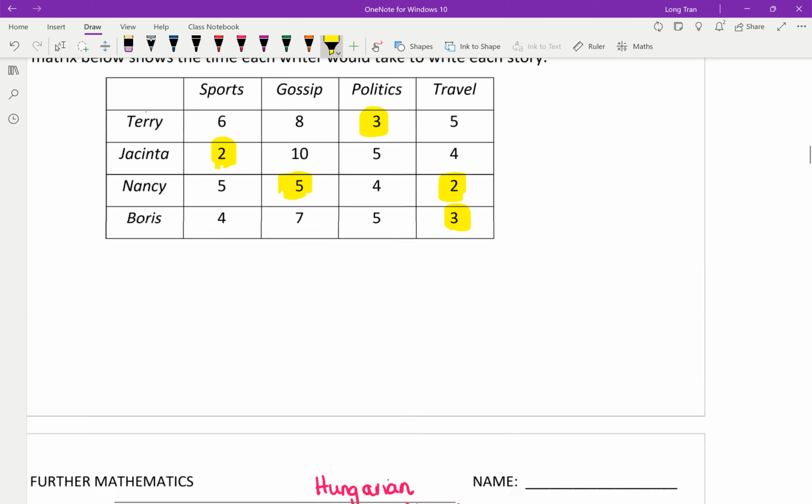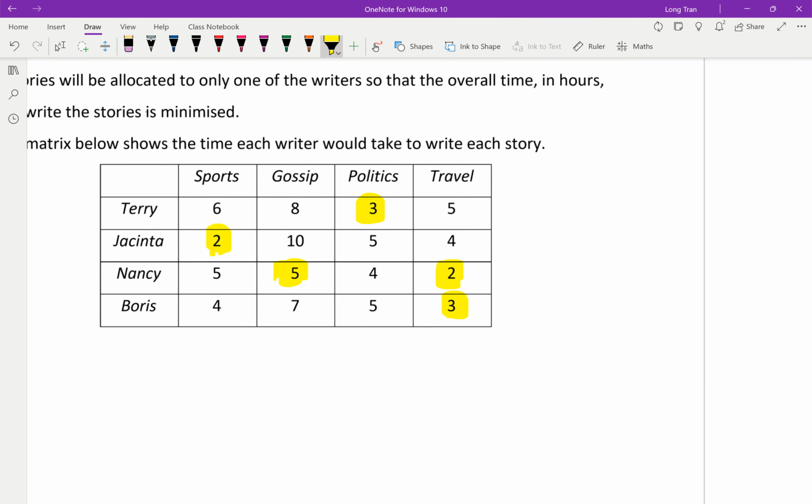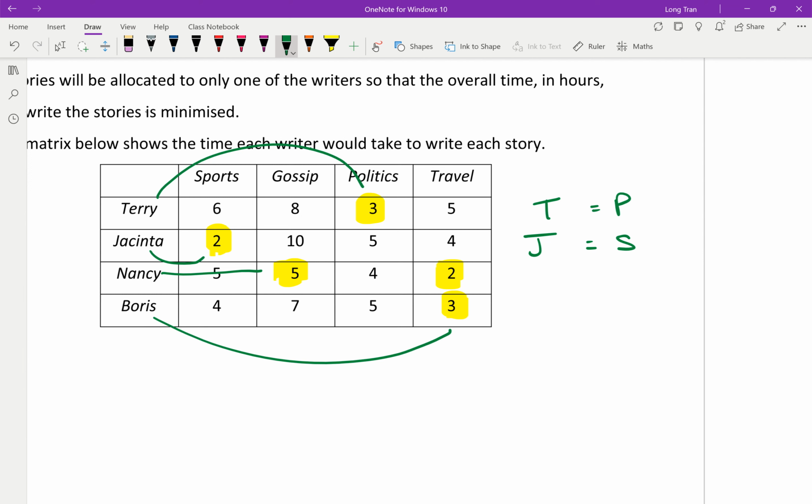So when I allocate them, you can see here I can allocate Terry only to politics, so T equals P. I can only allocate Jacinta to sports. Okay, and then Nancy has an option of gossip or travel, but if I allocate Nancy to travel, well then Boris can't do anything. So because of that, Nancy has to do gossip and Boris has to do travel. Okay, so Nancy is gossip and Boris is travel.